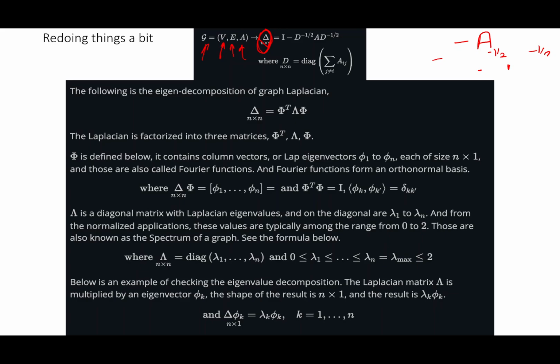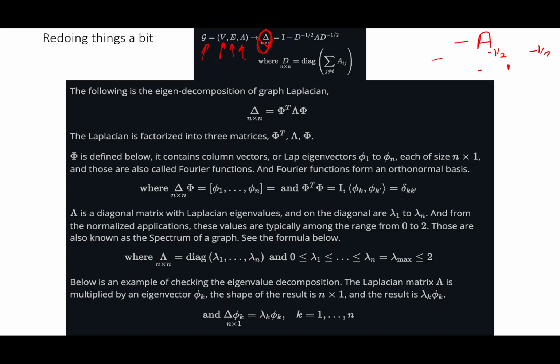So the following is the eigendecomposition of the graph Laplacian. Because it is a symmetric real matrix, we can decompose it as, as Gilbert Strang would say, any symmetric matrix is Q transpose lambda Q.